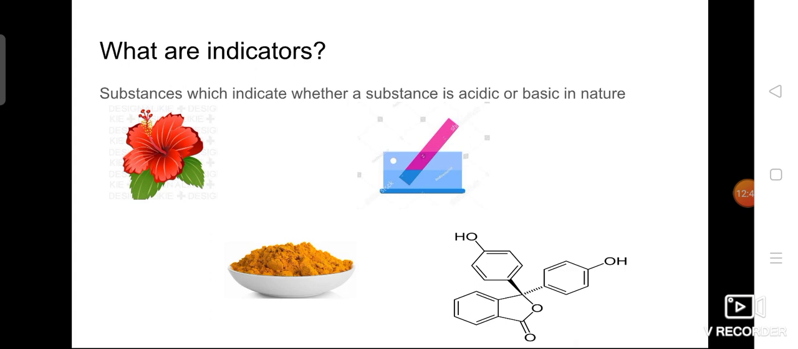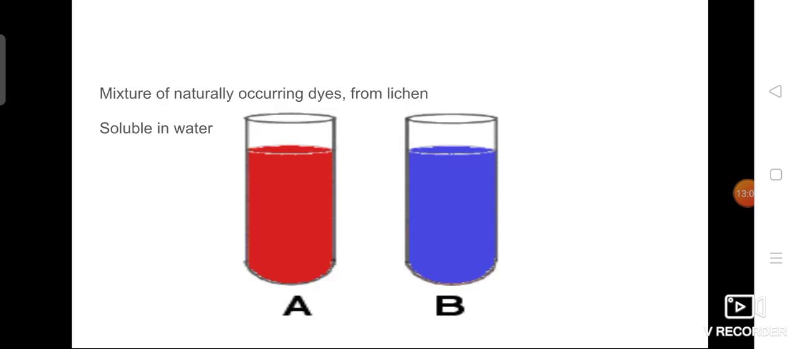Okay, now we are going to talk about litmus in detail, because turmeric and hibiscus are things from our usual daily life, but litmus is somewhat different. So what is the next question? What is litmus, how do we obtain litmus paper, and how do we conduct a litmus test? These are the things we are going to discuss now.